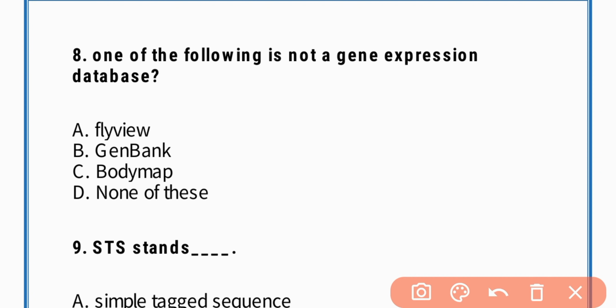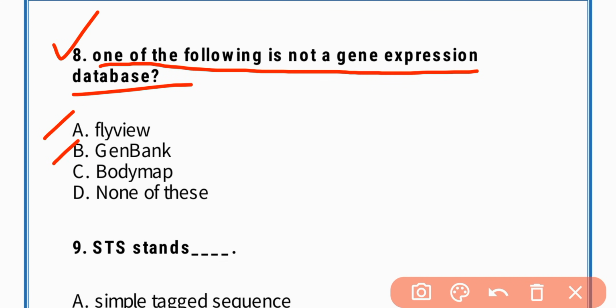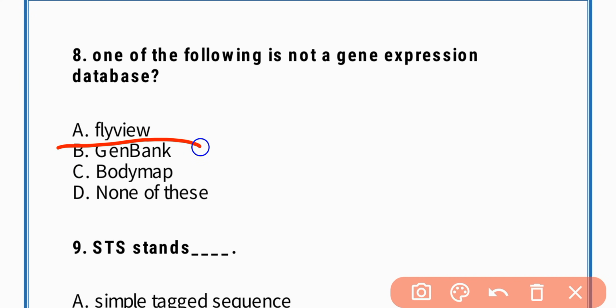MCQ number 8. One of the following is not a gene expression database: Flyview, Gene Bank, Body Map, none of these. The correct option is option B, Gene Bank is not a gene expression database.